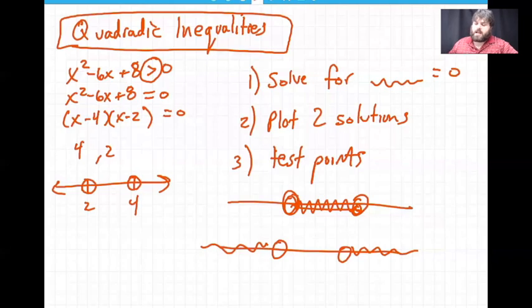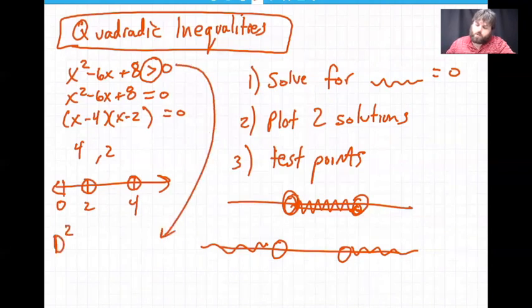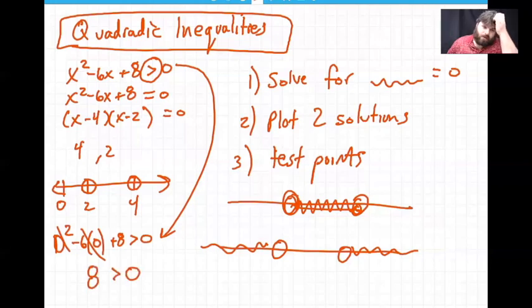So all I got to do is test a point. I would like to test 0, since 0 is easy to test. Now if 0 works, I'm shading the outside, because 0 is on the outside. If 0 doesn't work, I'm shading on the inside, because it's not on the inside. So let's try the very first equation, right? I'm going to take this equation, I'm going to plug in 0. So 0 squared minus 6 times 0 plus 8 is greater than 0. I get 0 minus 0 plus 8, that's 8. Is 8 greater than 0? Yes, which means 0 is a solution. So that means I want to shade towards that point.